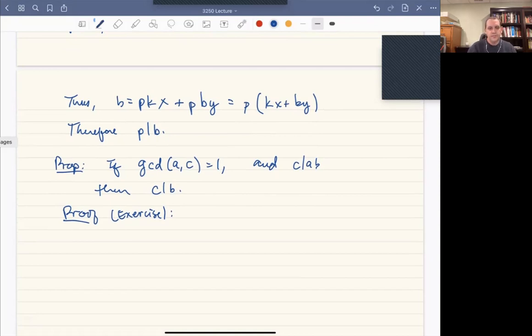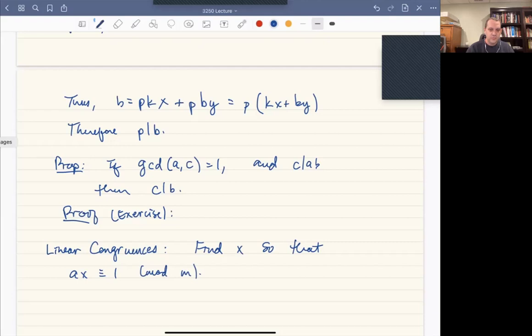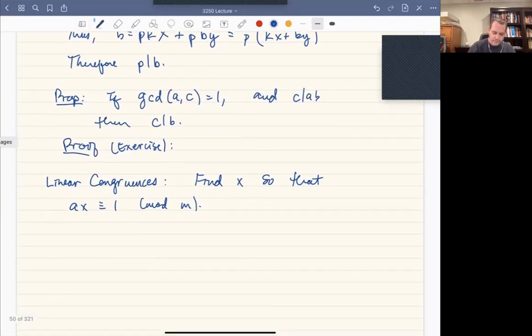So what I want to turn to now is studying what are called linear congruences. With linear congruences, I want to find values x so that ax is congruent to 1 mod m. So we want to find values x so that ax is congruent to 1 mod m. And what I really want to prove is that ax is congruent to 1 mod m has a unique solution.